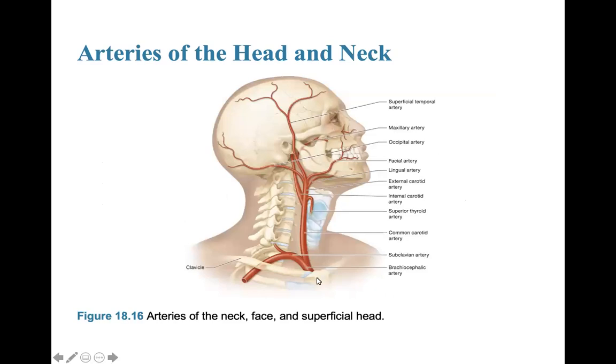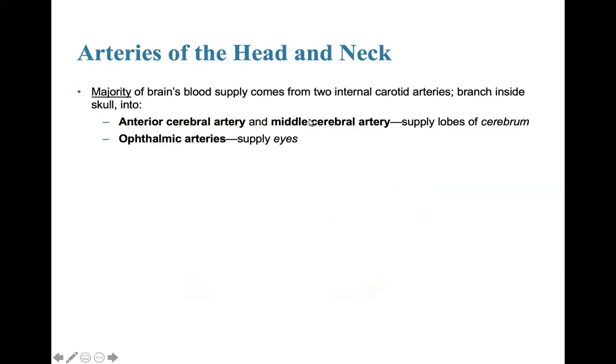So here we can see the carotid coming up. We have our internal carotid, which will go straight up into the brain, and the external carotid, which supplies most superficial structures. The majority of the brain supply comes from the two internal carotid arteries, which will branch in the skull into the anterior and middle cerebral arteries, and the ophthalmic arteries.